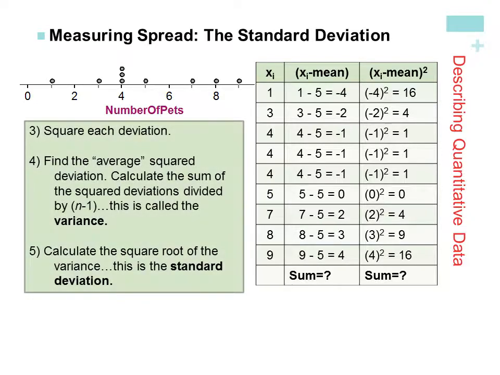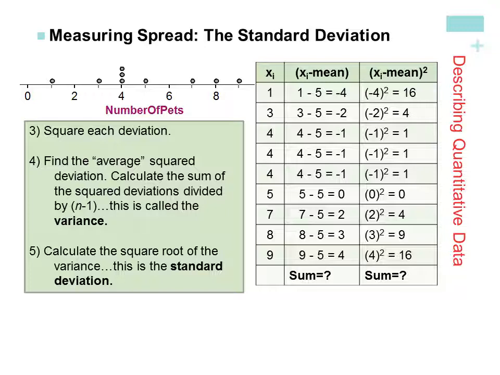All right, so to calculate the standard deviation, number 1, the first thing we're going to do is figure out how far they are from the mean. Then we're going to square it, so we have all positive values. So 3 minus 5 is -2. Square that, gives you 4. All right, so that's how far they are from the mean.